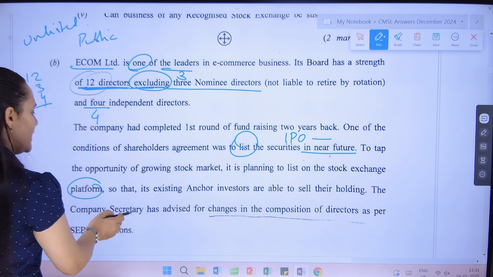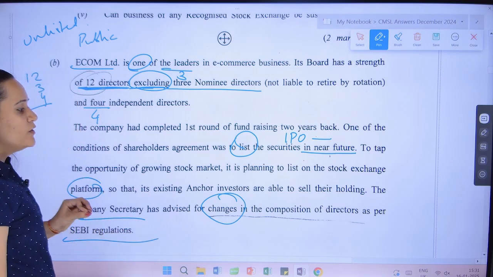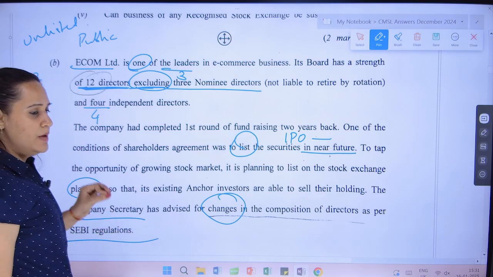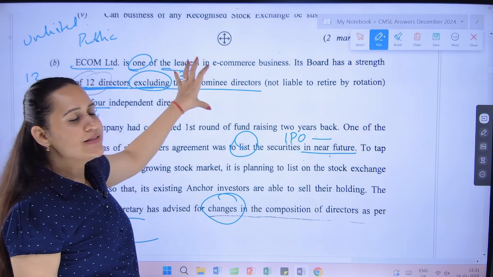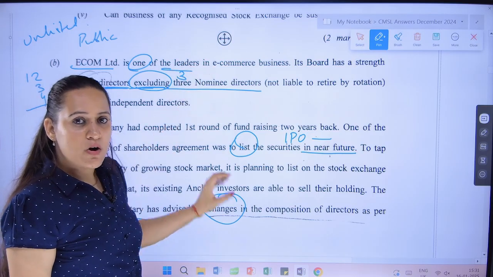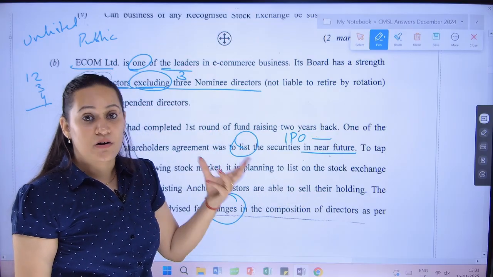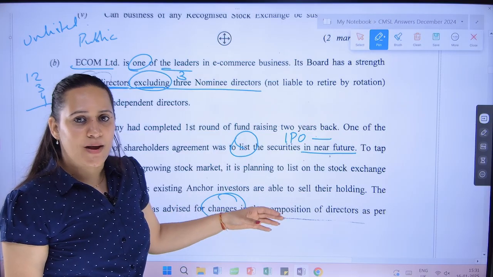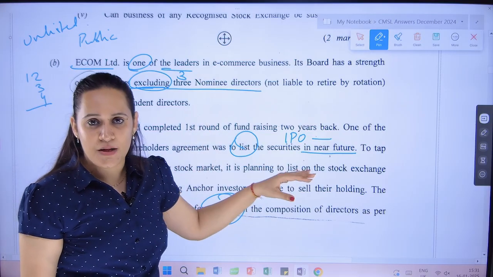The company secretary has advised for changes in the composition of the directors as per SEBI regulations. So what are they telling? They are talking about this is the existing board structure, but because the company is going to become a listed entity now, certain compliance requirements are different. So, the company secretary has advised that you please make changes in your board composition to satisfy the SEBI regulations.